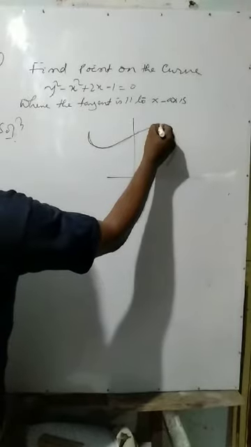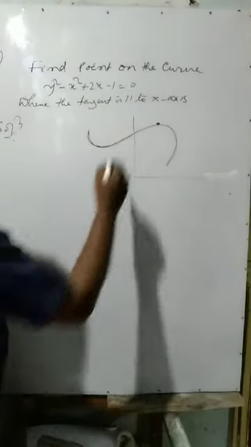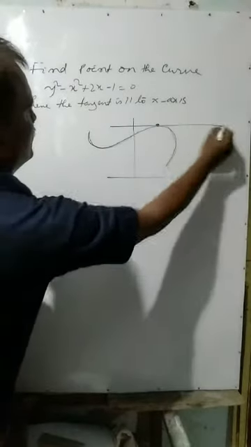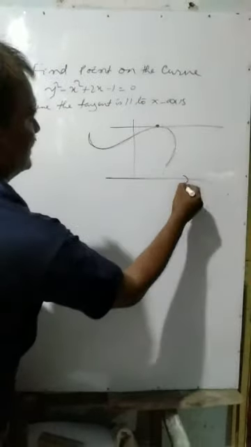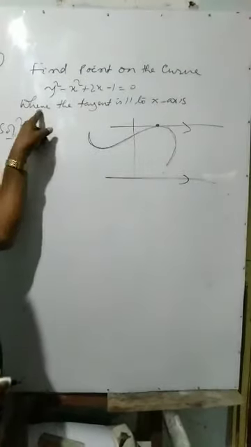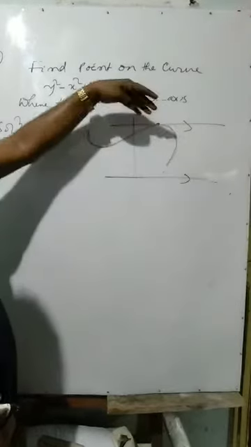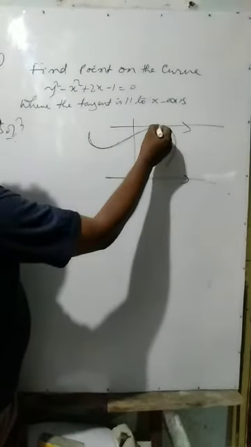Here is the point you take. You have to find the point here. When a tangent is drawn parallel to the x-axis, we have to find the point on the curve.